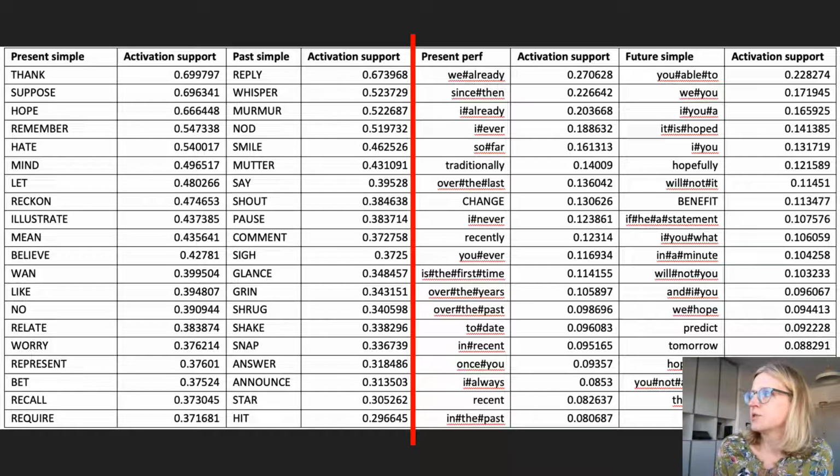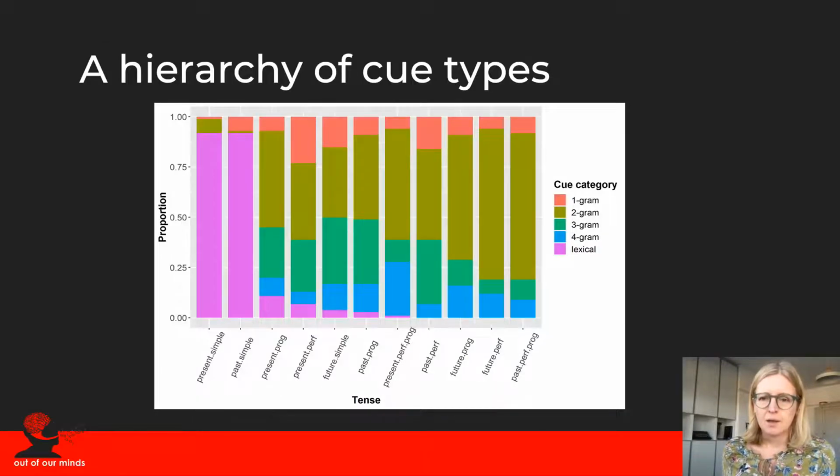Other tense aspect combinations, such as the present perfect and the future simple on the right-hand side, are strongly driven not by lexical items themselves, but by contextual n-grams. So for the present perfect, we have things like we already, since then, I already, traditionally, over the last, etc. And for the future, you have things that point towards the future. It is hoped, hopefully, in a minute, etc. So this will remind you of what corpus linguists found, who have long argued that theoretical linguists should stay much closer to the data than they currently do.